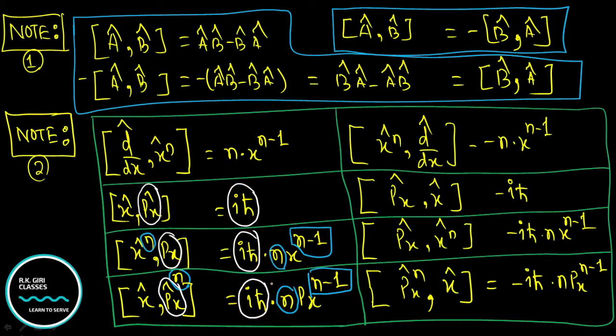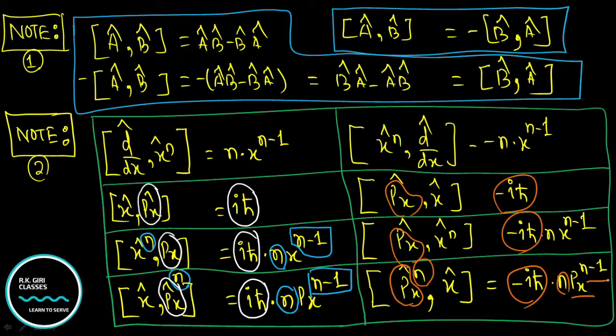Very easy to remember. You find the n, you put n into x to the power n minus 1. If you put the power on px, then the value is n into px to the power n minus 1. If you just reverse this, or simply remember it: px inside, then it will be minus i h cut. If the power n is with px, that is n into px to the power n minus 1. If it is with x, then that will be n into x to the power n minus 1. If this is with x and there is no power, just put minus i h cut there.